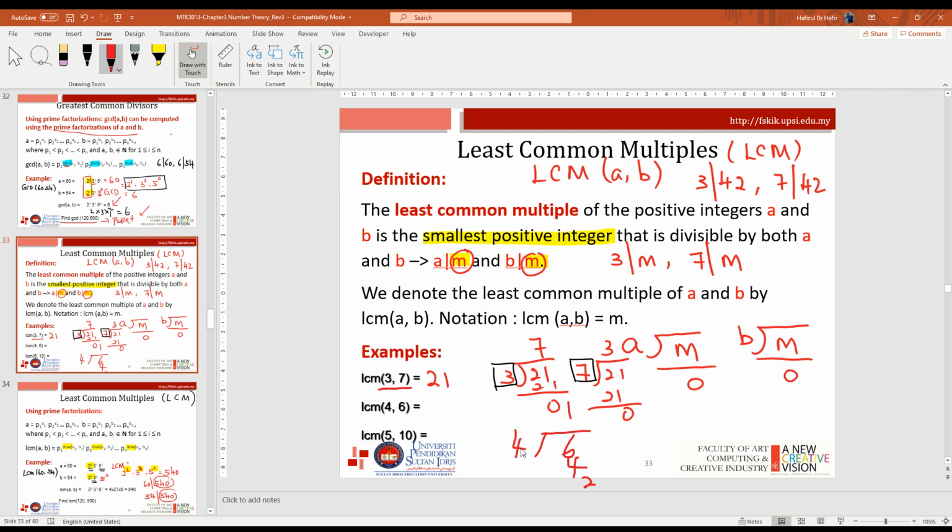Okay, the LCM of 4 and 6 is the smallest number that is a multiple of both 4 and 6. Okay, what is the LCM of 4 and 6? We got 12.